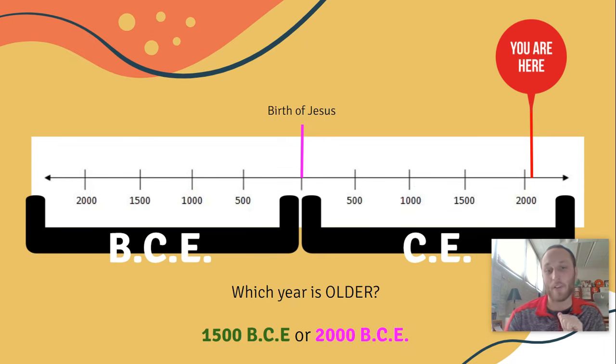Another one, 1500 BCE or 2000 BCE. Which year is older? Which year happened a longer time ago? 1500 BCE would be that green X right there. 2000 BCE is also on the left side of the timeline, but further to the left, which means that 2000 BCE is actually the older year. That's almost 4,000 years ago if you're thinking about 2000 BCE.